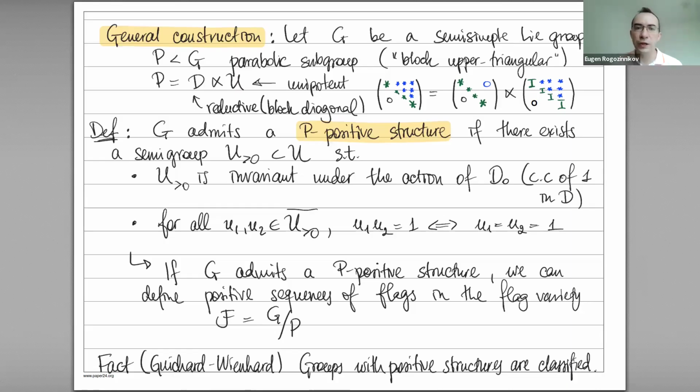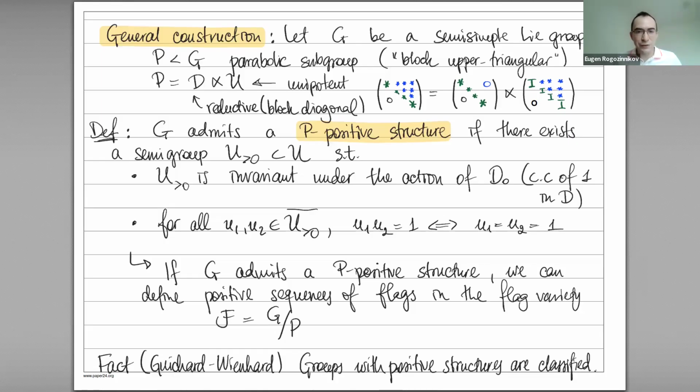And then we say that the group G admits a P positive structure if there exists a semi-group U positive inside U, such that first U positive must be invariant under the action of D0. So D0 is the connected component of the identity inside D, inside this block diagonal group. So the entire group actually does not have to act on U positive, but the component of identity always acts.